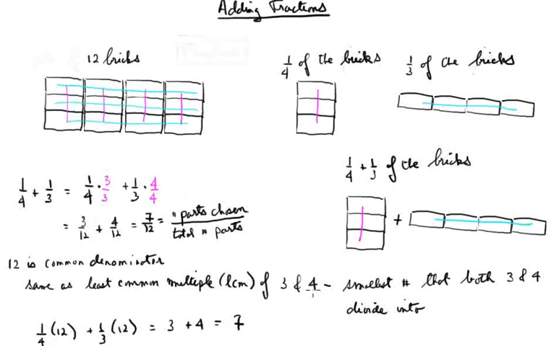In terms of getting this number 7, another way to think about this ending up with 7 bricks here is to take 1/4 of the bricks. Of is interpreted as times. We can put a multiply in there. 1/4 of 12 is 3. That's what this is. Plus 1/3 of 12. Again, this is a multiplication. Is 4. That's what this is. 7 bricks.